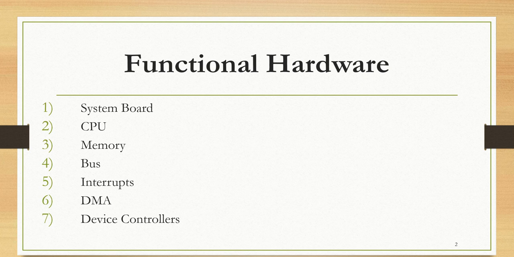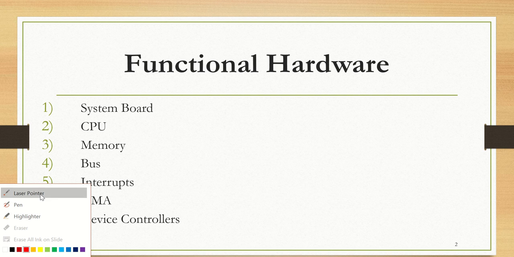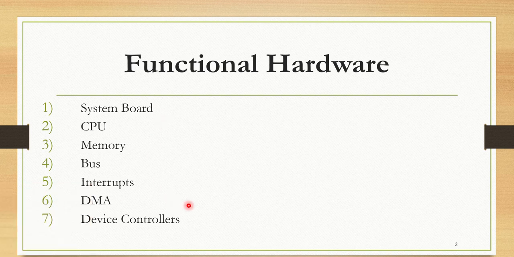The main hardware components of a PC are system board, CPU, memory, bus, interrupts, DMA, and device controllers. Here are the seven basic components of a PC. Let's see what these are, all this one by one.